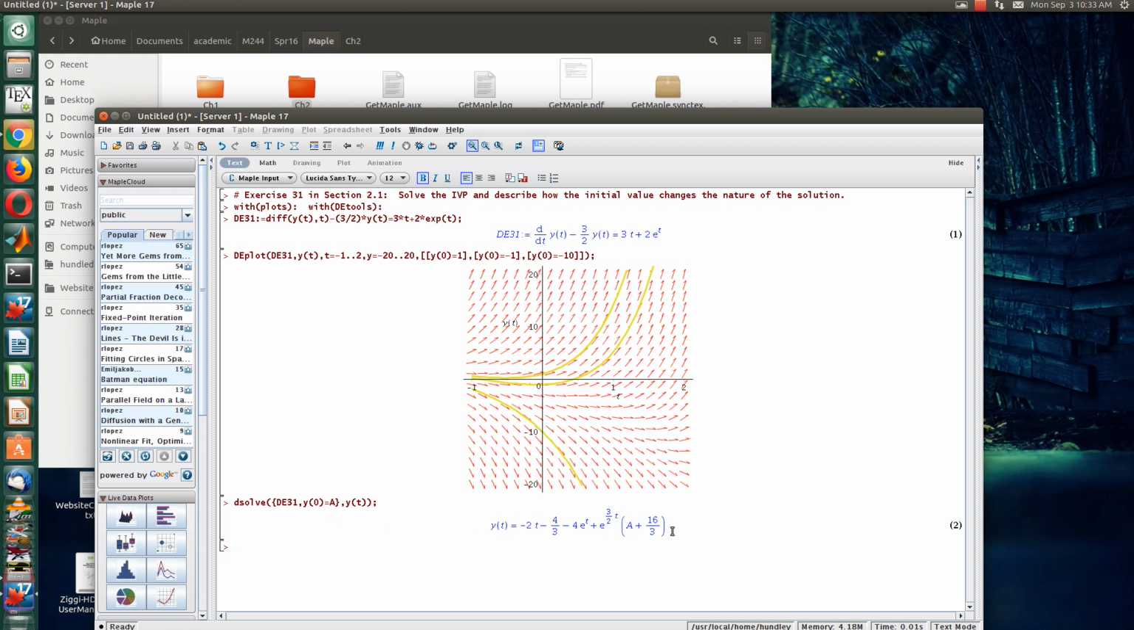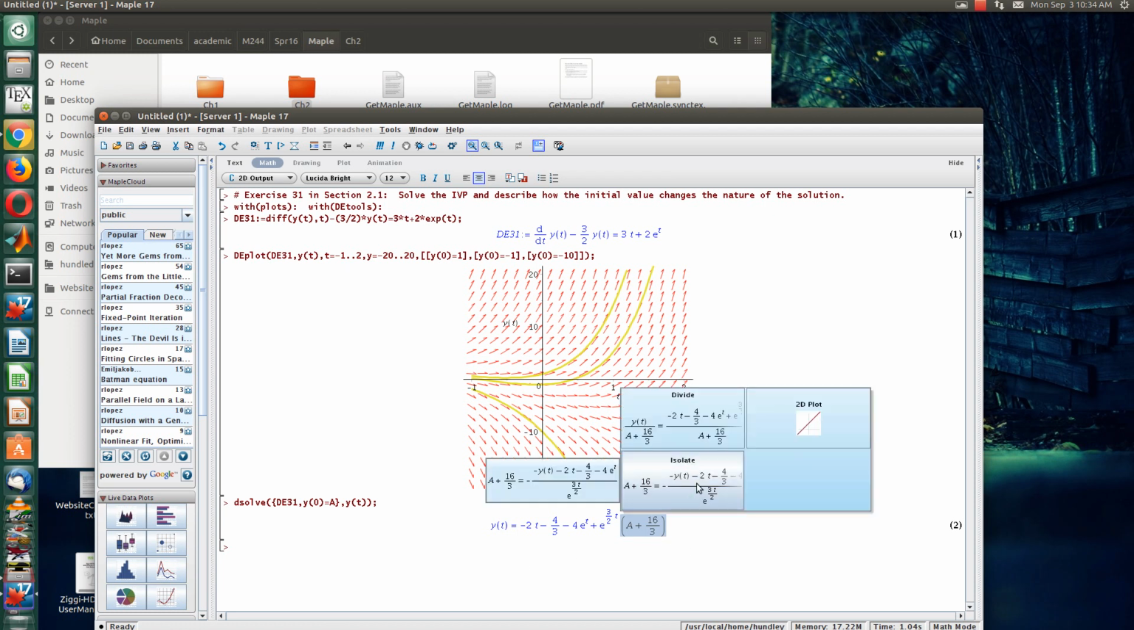And let's take a look at this. So this plus e to the 3 halves t term is going to dominate this expression if this constant right here is not equal to 0, right? Because the e to the t term isn't going to overpower the e to the 3 halves t term. Okay, so our solutions then will depend on just this term, just this term with the a plus 16/3.